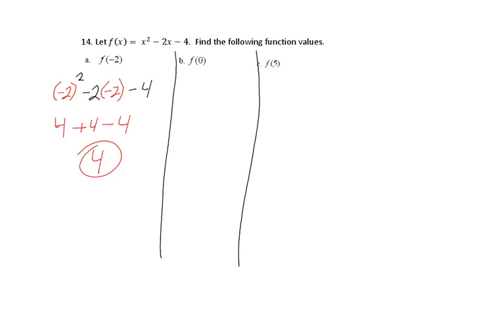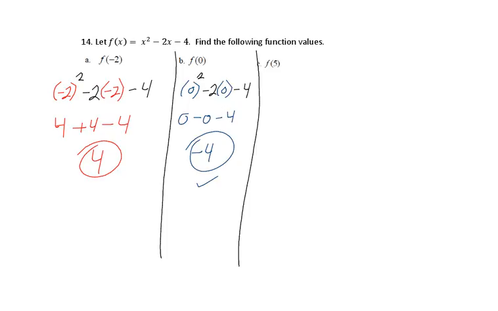Very good. Same thing with 0. So that's going to be 0 squared minus 2 times 0 minus 4. But here's the thing. 0 squared is 0. 2 times 0 is 0. All you have is negative 4.